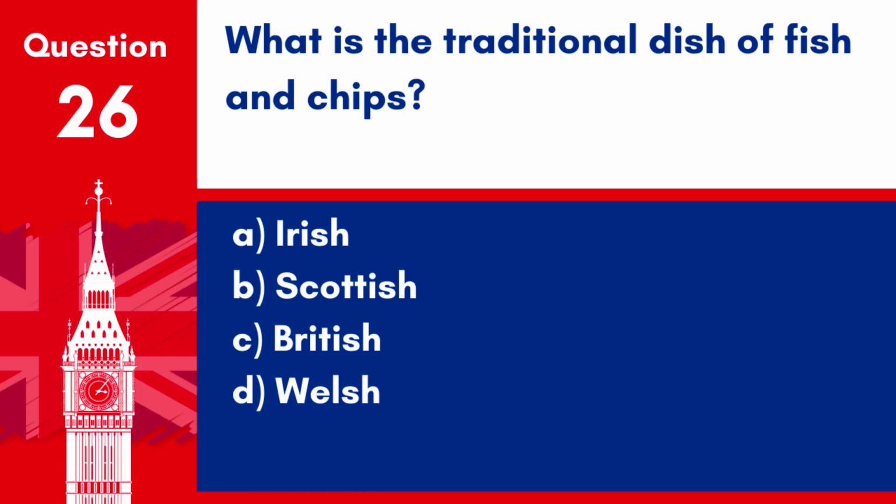Question 26. What is the traditional dish of fish and chips? A. Irish. B. Scottish. C. British. D. Welsh. Answer C. British. Fish and chips is a traditional British dish, popular throughout the country.